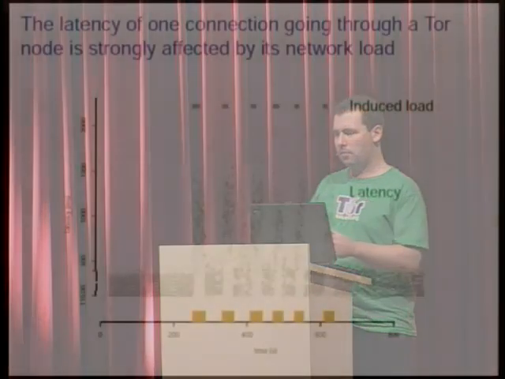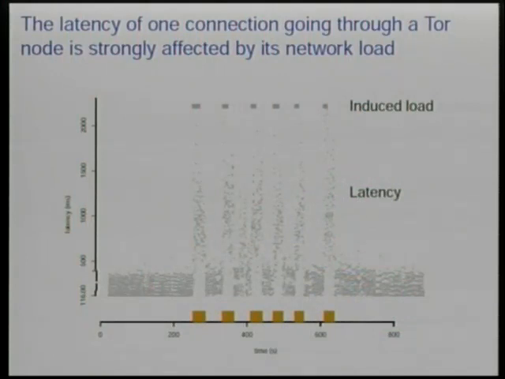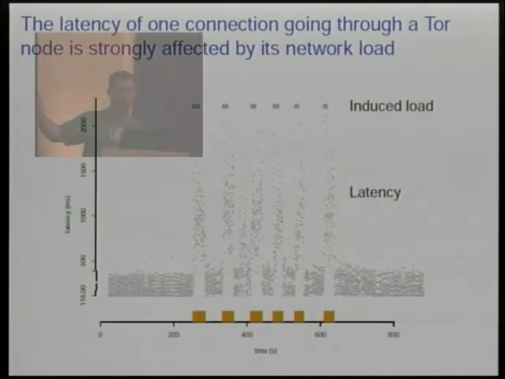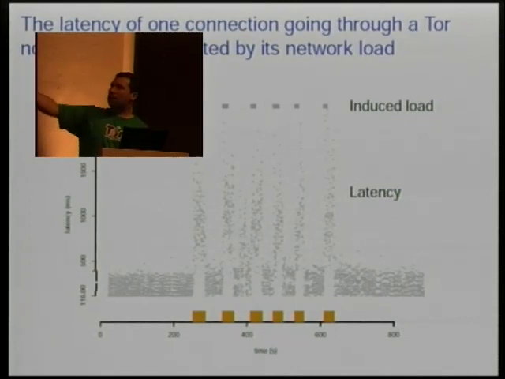This data is from, I think, November 2005, but it's from the real Tor network. On the top, you can see the induced load. This is where the pattern is being sent into the network. So the attacker will send for a few minutes, stop for a random period of time, send for another few minutes. The measurer tries to look at the latency of all the Tor nodes. And this Tor node is on the path that the connection is going through. And as you can see, there's quite a good correlation between the induced load and the latency.